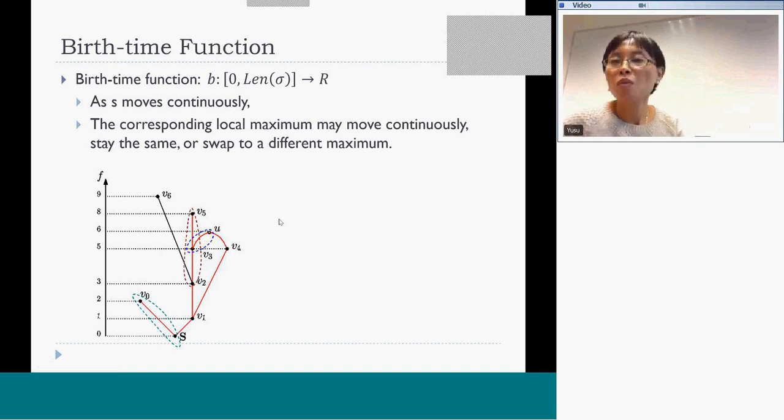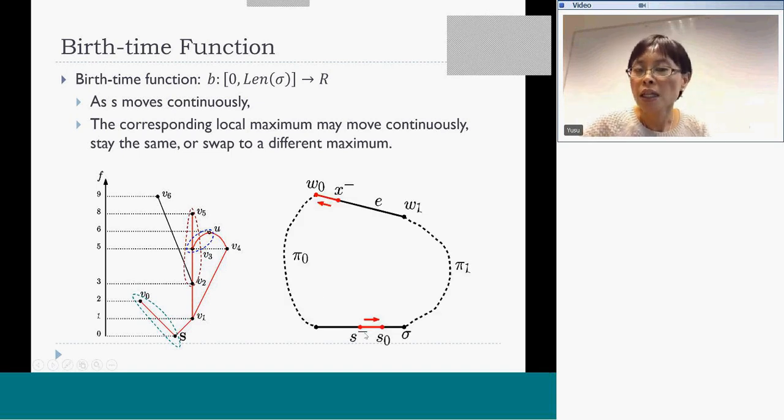The birth time is much more complicated, and part of the reason is because, remember, the birth time is when a new component is created, and it's based at a maximum, but the maximum doesn't have to be a graph node. Like in this case, for base point S, the maximum right now is in the interior of some edge. So it doesn't have to be a graph node. First of all, when the base point moves, the maximum of the geometric distance function to the base point can also change continuously.